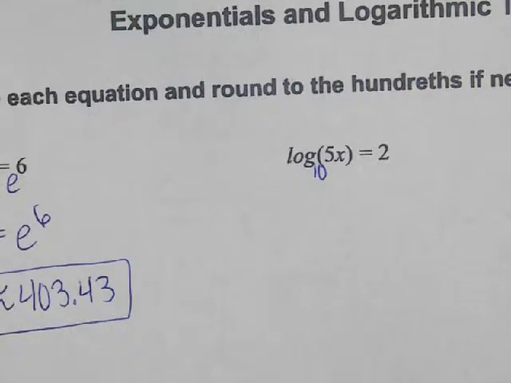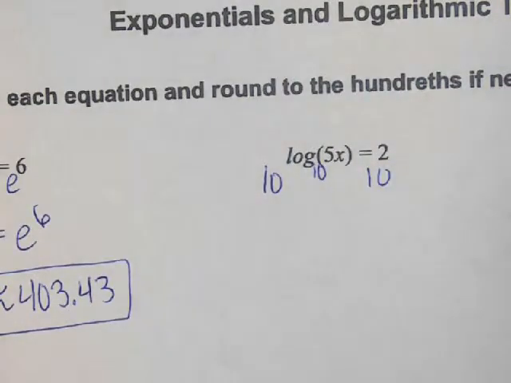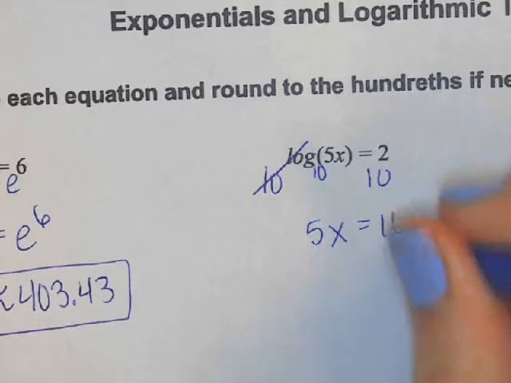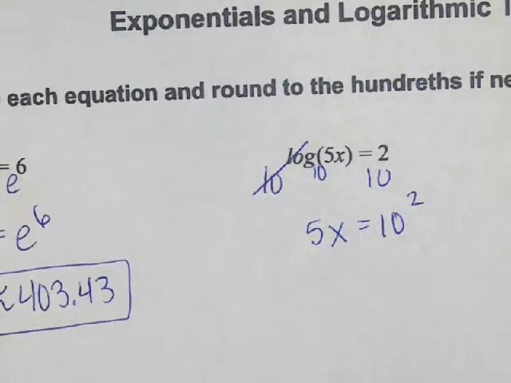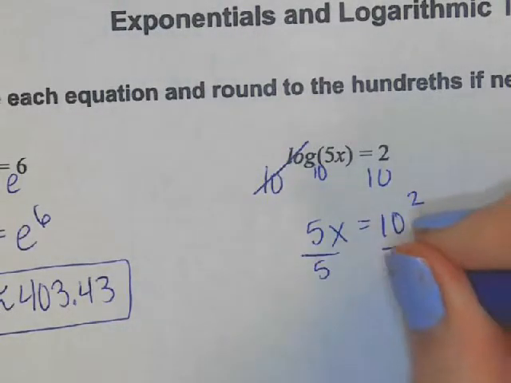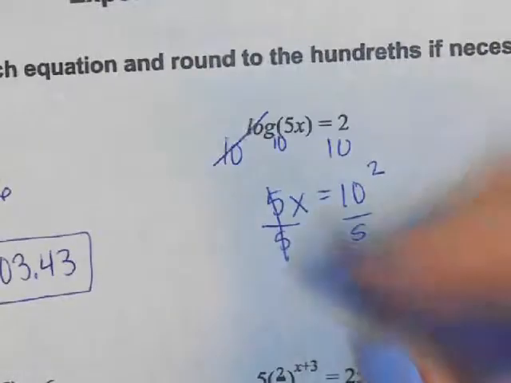You use an exponent base of 10. So both sides are your exponents with a 10. That cancels off the log. We get 5x equals 10 squared. We're still not done because x is not by itself. Divide by 5. Now go ahead and put it in your calculator, although you should just know it. You get x equals 20.